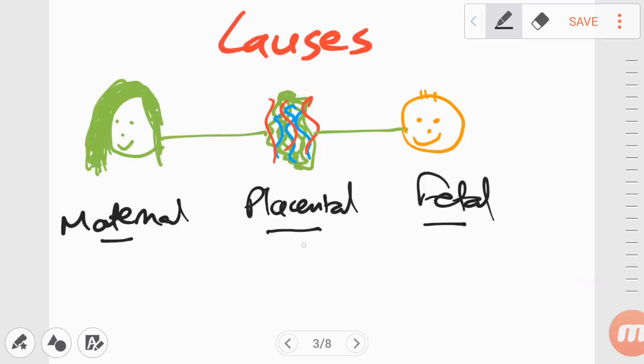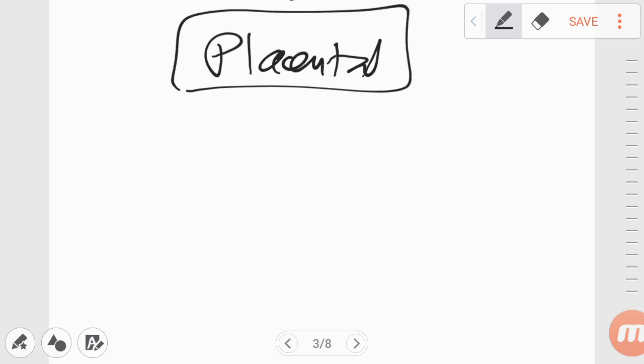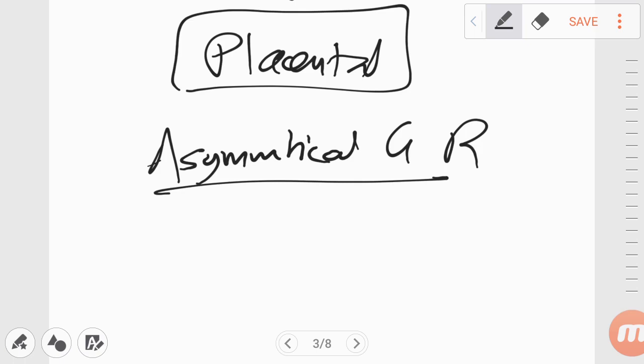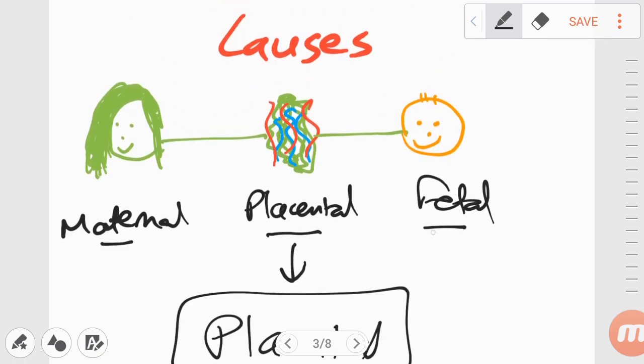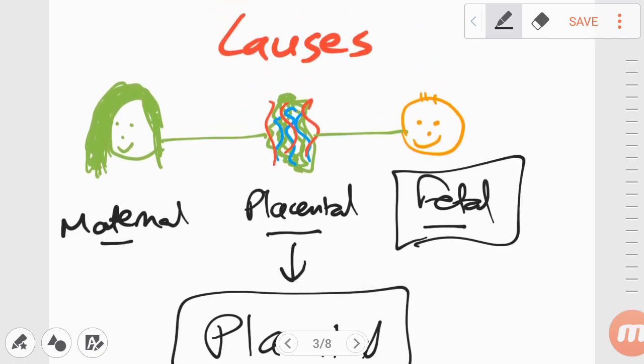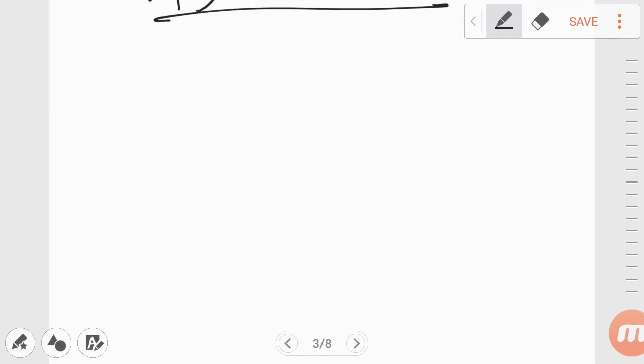So now that we have discussed the maternal causes, we'll move on to the placental causes. First, let me tell you that even the placental factors will result in asymmetrical growth restriction, right? The only ones which cause symmetrical growth restriction are the fetal causes, which we'll come to at the end. Now we'll discuss the placental causes.